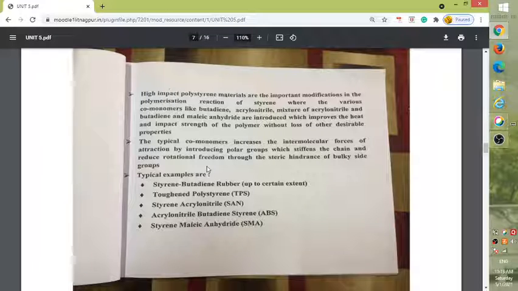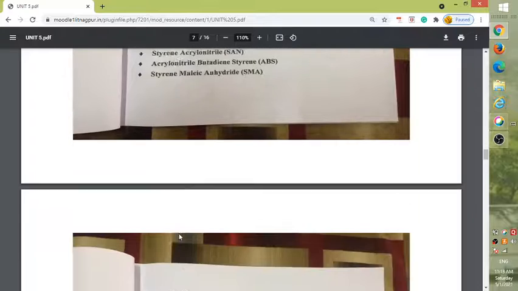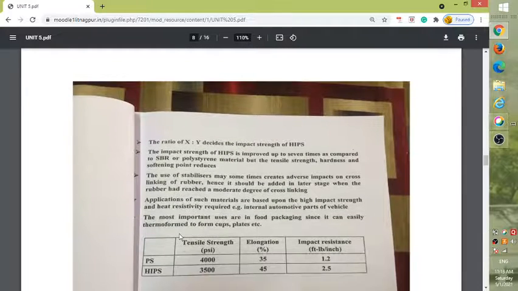So rotational freedom, this concept you will learn in 5th semester, so don't bother about it right now, just learn this. Typical examples are styrene butadiene rubber up to a certain extent, toughened polystyrene, styrene acrylonitrile, acrylonitrile butadiene styrene, styrene maleic anhydride. The ratio of X to Y decides the impact strength of HIPS.